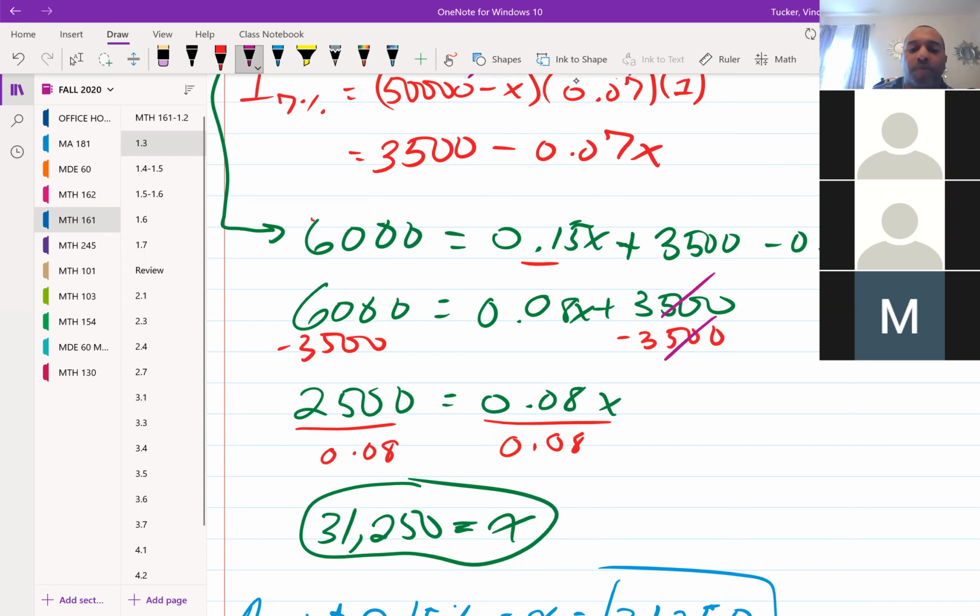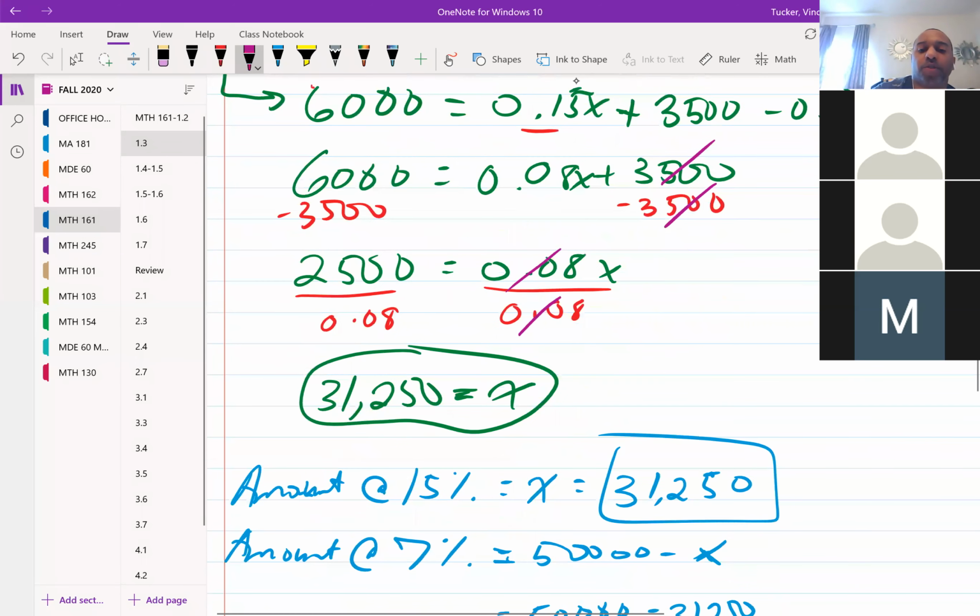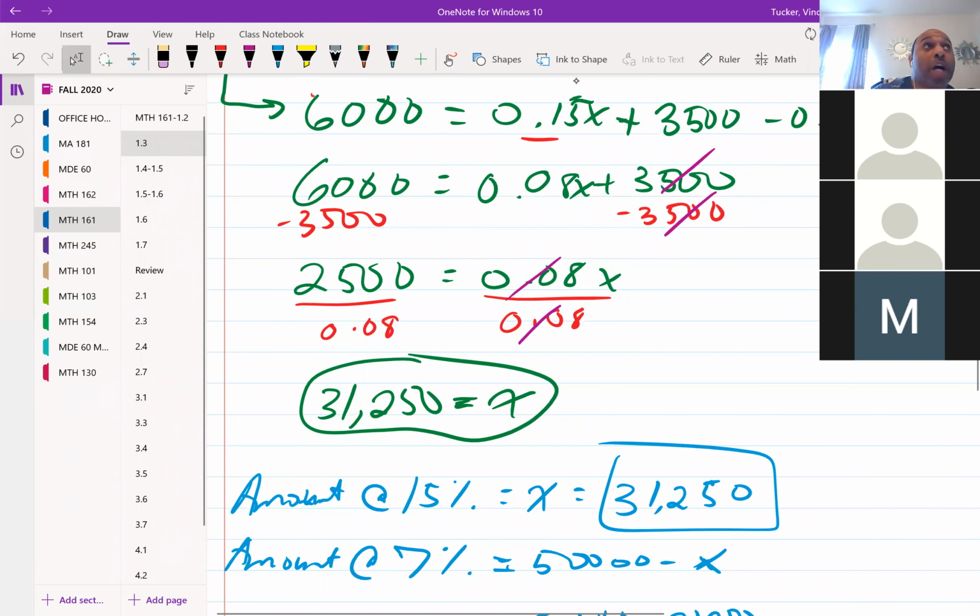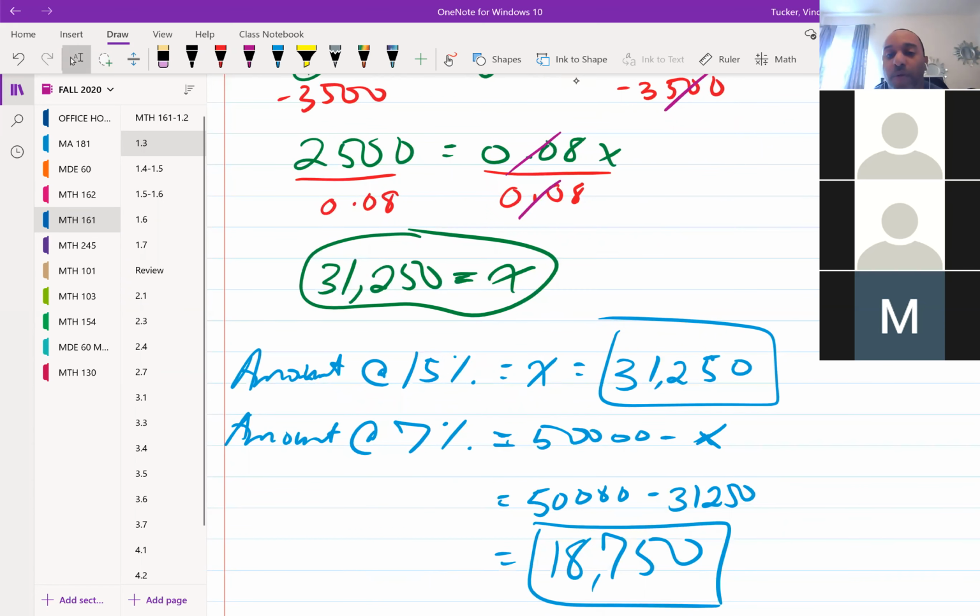And cancel them out. And that'll give us 31,250. All right. So always remember to make sure you actually answer the question. We wanted to know how much was deposited into each account. So coming down to X doesn't fully answer the question. Now X represents what was in the 15% account. And then to find out what is in the 7% account, you will subtract that 31,250 from that 51,000, and that'll be 18,750.